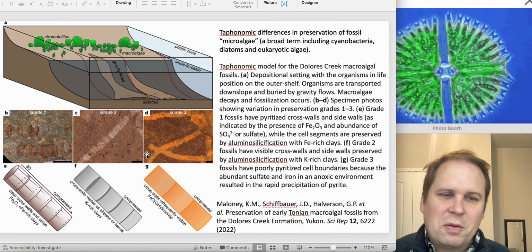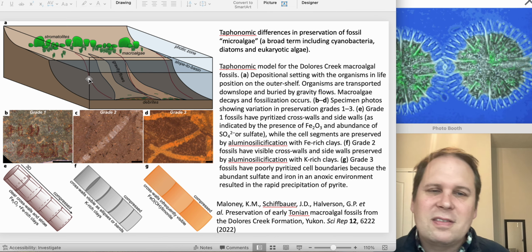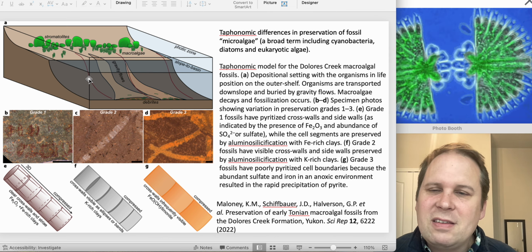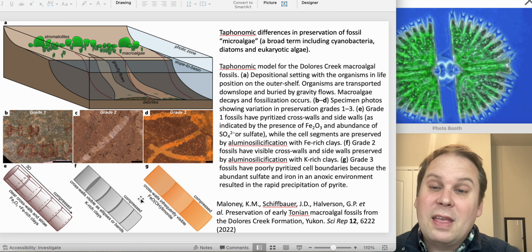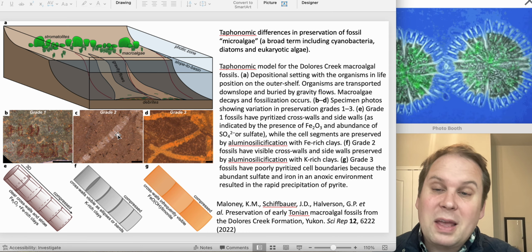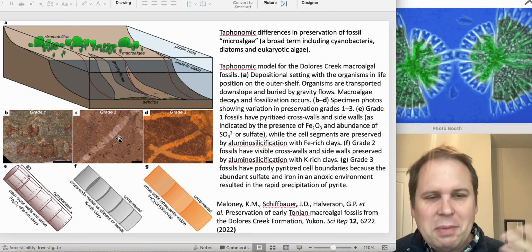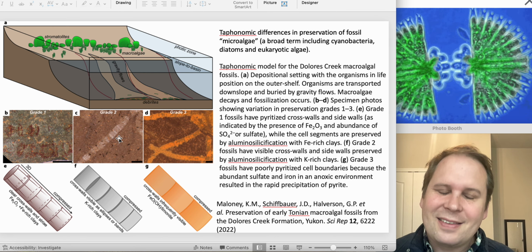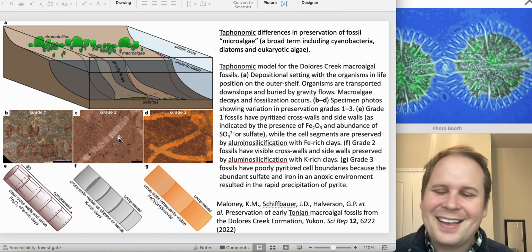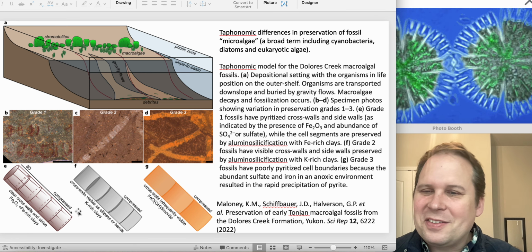They're all from the same formation. They're thought to be from different depths and slightly different environmental conditions. So if the clay had a lot of potassium, then you would end up with grade 2 type fossilization at this one site at this one time. But maybe we can extrapolate these things to other sites at other times. That's always the goal with science, to get some generally applicable knowledge.